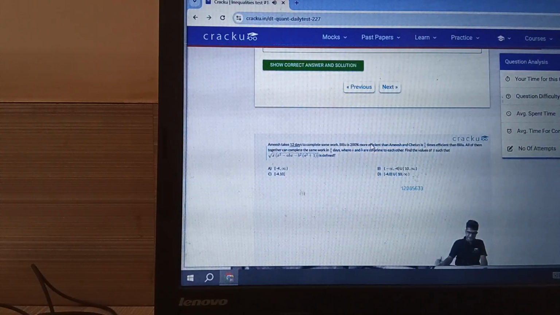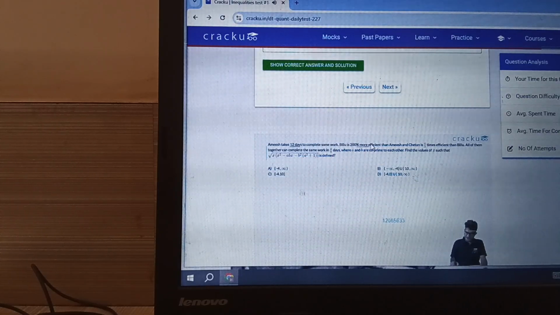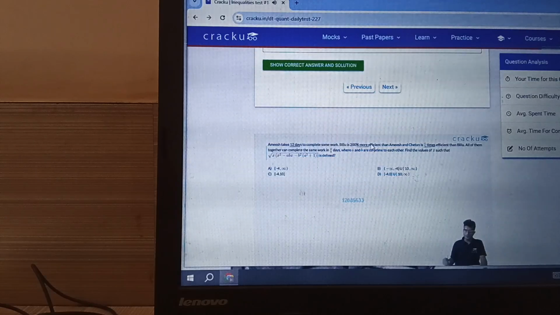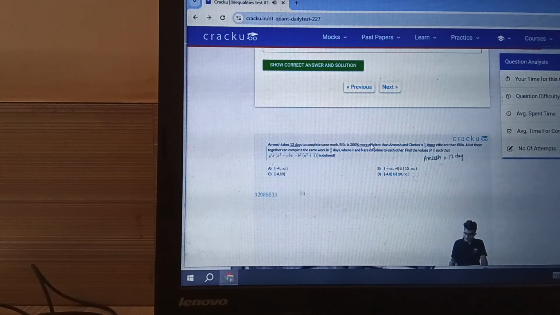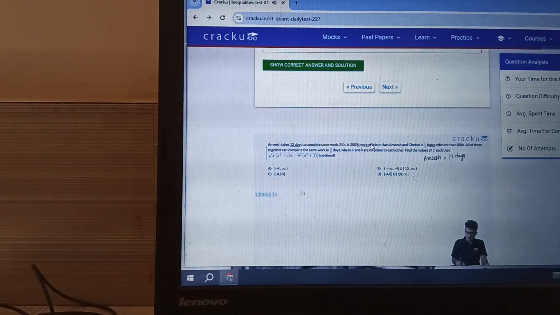We are told that Amish takes 12 days to complete some work, and Billu is 200% more efficient than Amish, and Chetan is 4/3 times more efficient than Billu. How many days does Amish take to complete the work? He takes 12 days. Let us assume that the total work that needs to be done is, say, equal to 12 units.